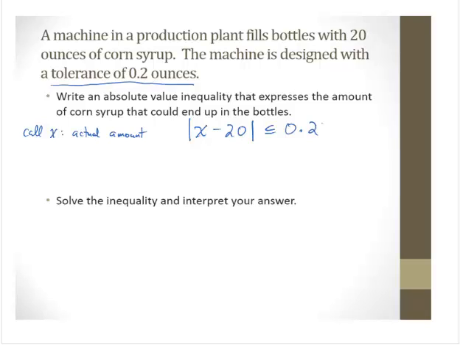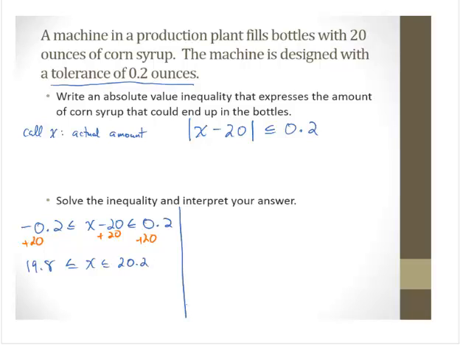All right, so now we're asked to solve the inequality and interpret the answer. The absolute value of x minus 20 is less than or equal to 0.2. So then negative 0.2 is less than or equal to x minus 20 is less than or equal to 0.2. And we'll add 20 to all three parts of the inequality. So then 19.8 is less than or equal to x is less than or equal to 20.2. Interpret the answer.